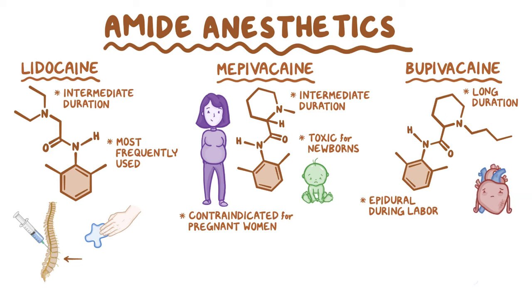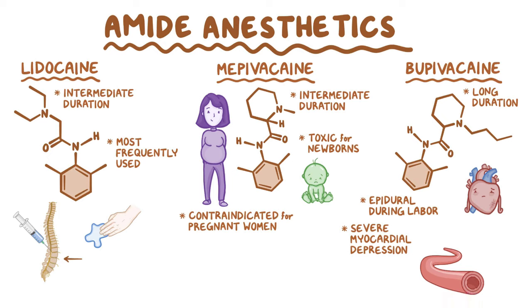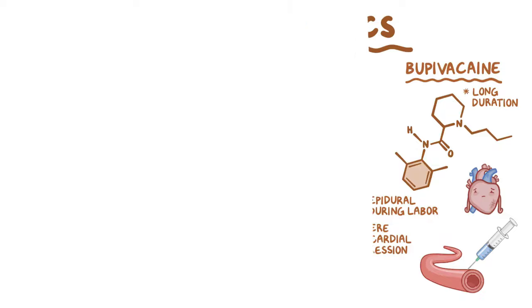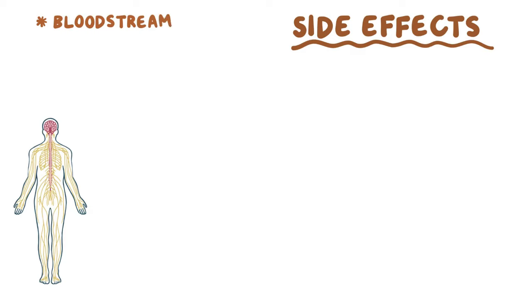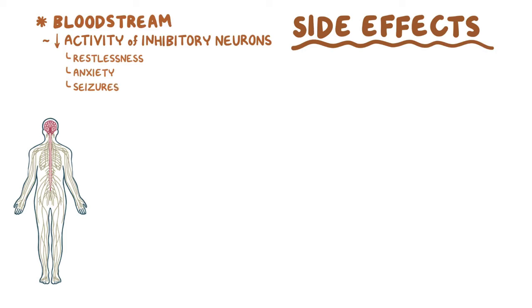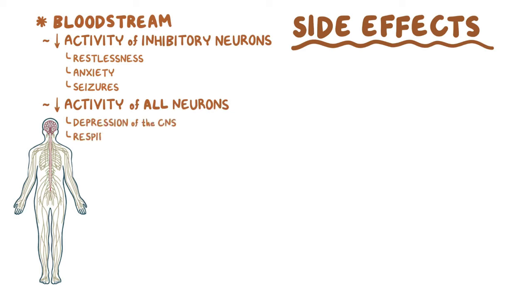This medication is very cardiotoxic and can cause severe myocardial depression if the medication is accidentally administered into a blood vessel. Both amide and ester local anesthetics have similar side effects. If these medications get into the bloodstream, they can cause inhibition of the central nervous system. First, they decrease the activity of inhibitory neurons, which leads to restlessness, anxiety, and even seizures. At larger doses, they can decrease the activity of all neurons and lead to depression of the central nervous system as well as respiratory depression, which can lead to death.